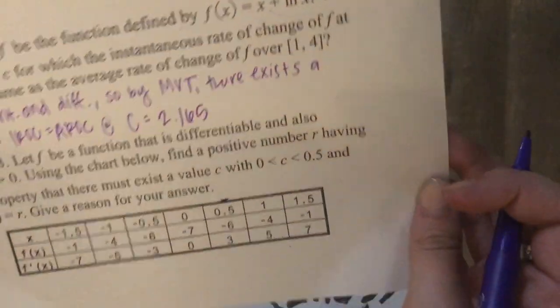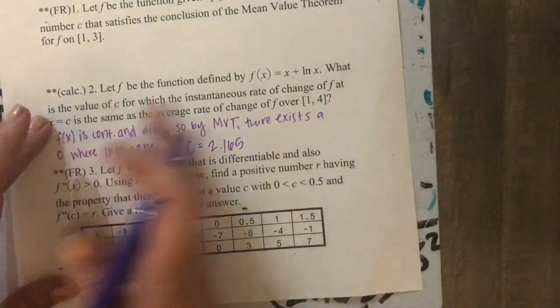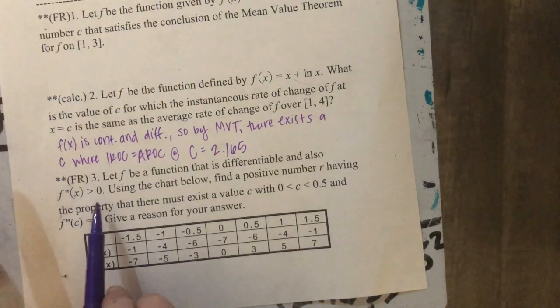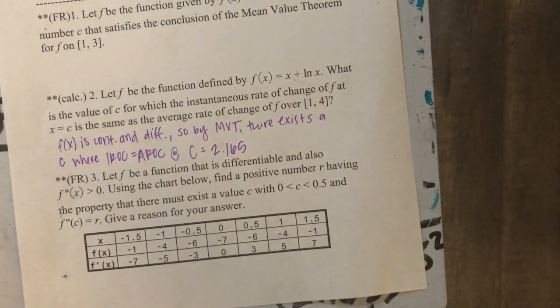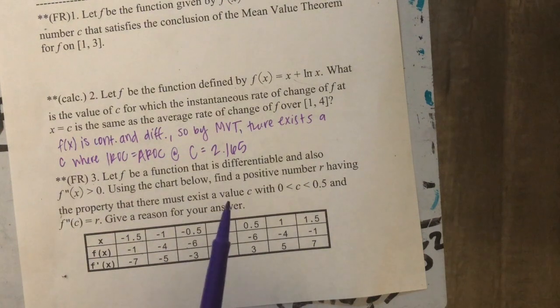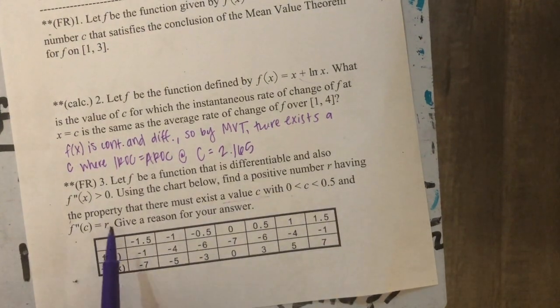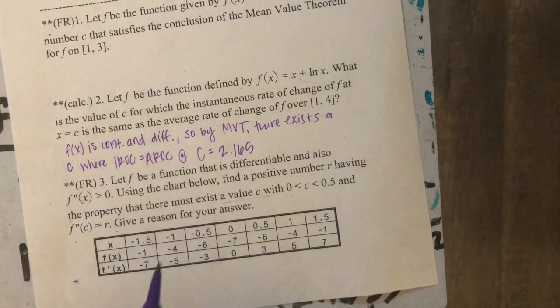Beautiful. All right, last question. Here we go. Let f be a function that is differentiable and also the second derivative is greater than 0. Okay? Using the chart below, find a positive number r having the property that there must exist a value c within this interval and f double prime of c equals r. Give a reason. Okay, so this is a lot of gobbledygook. What we need to do first is, I know that this is MVT because it's asking for a value c within an interval where a derivative equals a number. When you see that, you know that it's MVT.